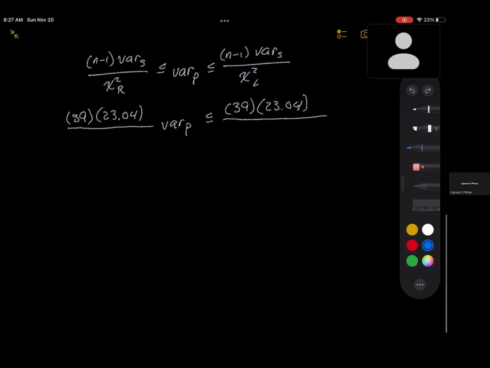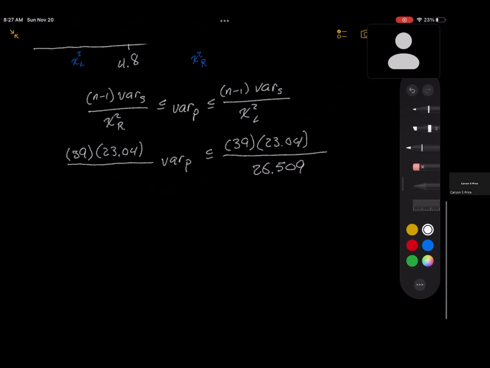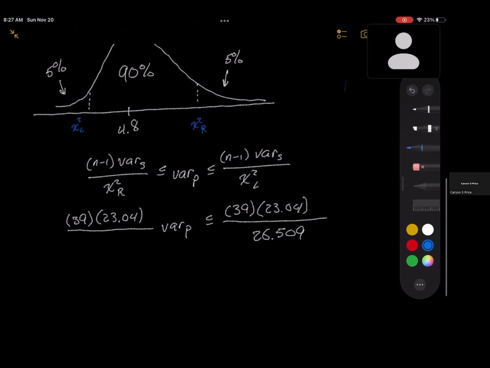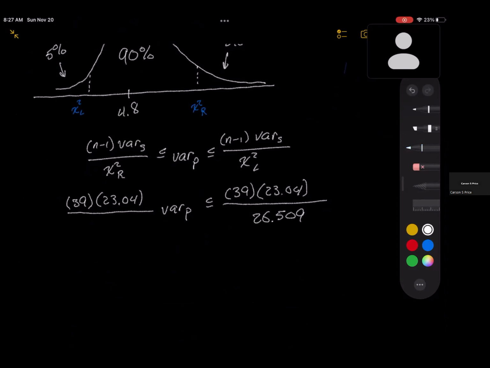So from my table, I see that the chi-square left value is over here. Chi-square left value is 26.509. Now to find the chi-square right value, go up to my picture. Chi-square right only has 5% of the area to the right of it. So from my table, the chi-square right value that has 5% of the area to the right is 55.758.